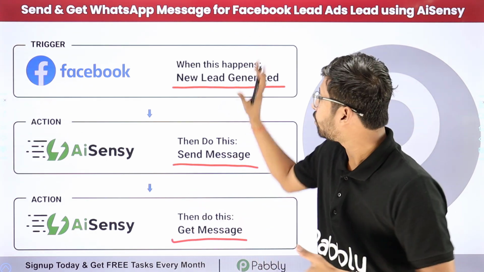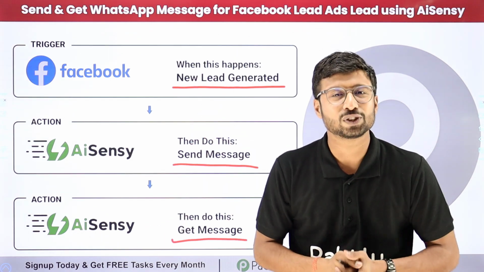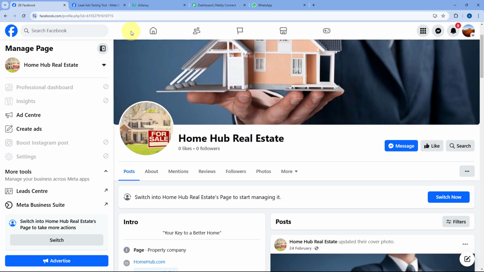Now, if you want to learn how you can set up this complete automation all by yourself, you just have to come with me to my screen. So as you can see, this is my Facebook page which I have for my real estate business. On this Facebook page, I'm running some ads and generating some new leads. Now I want that whenever I get a new lead on this Facebook page using Facebook lead ads, I send a WhatsApp message to the same lead instantly. Also, I want to get the details of that lead on my own WhatsApp number too.